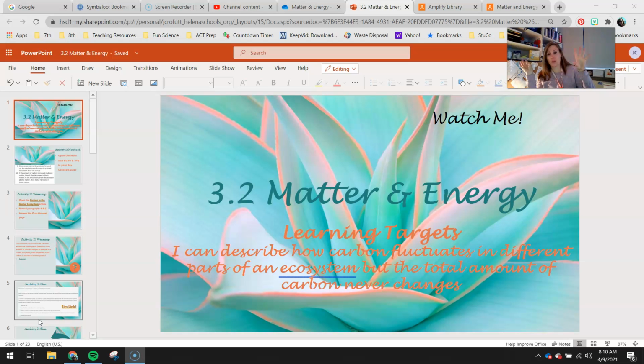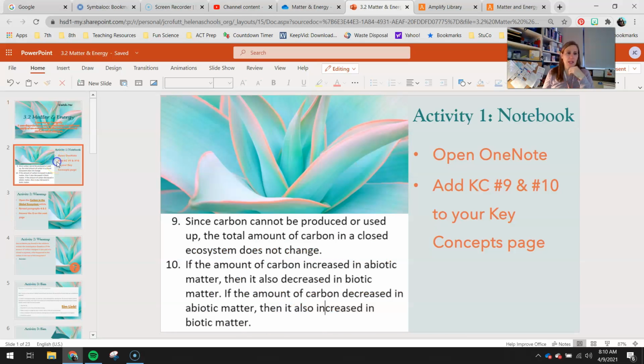What we're going to see is if carbon increases in one part of the ecosystem, other parts will see a decrease, but if we were to add up the total carbon for that ecosystem throughout these changes, that total carbon shouldn't change. It should just show movement throughout the ecosystem. And really that's what we're focusing on with the carbon cycle.